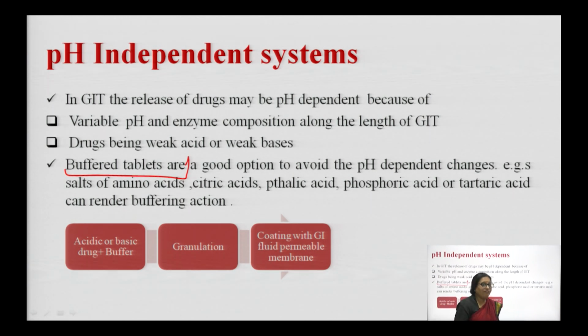You must have heard of buffered aspirin tablets giving better bioavailability, right. Now, what are these buffered tablets? These are similar to simple tablets, but some buffering agent is incorporated during granulation phase. The buffering agent that is incorporated may be amino acids, citric acids, phthalic acids, phosphoric acid salts or tartaric acid salts, right, so that they can render their buffering action. What is done? The acid or basic drug is mixed with this buffering agent and they are granulated together.